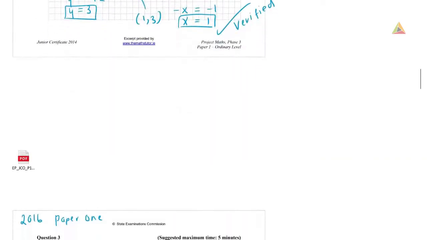So the next one I have is 2016, paper 1. Okay, so this is from 2016, it's paper 1. The graph of the function y is equal to h of x is shown on the coordinate grid below. The graph is made up of 2 line segments. Use the graph to answer the following questions. Find the value of h of 4.